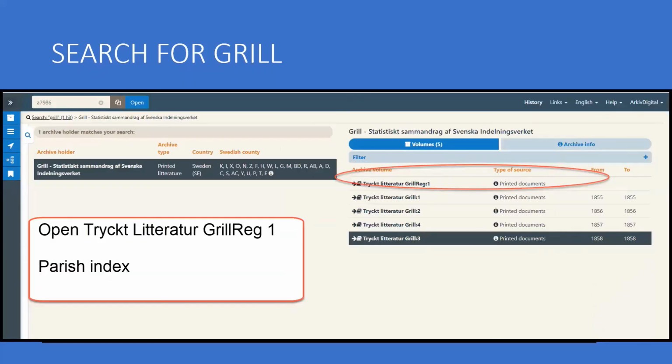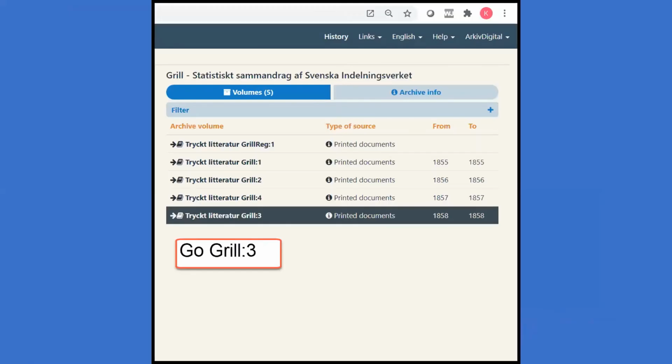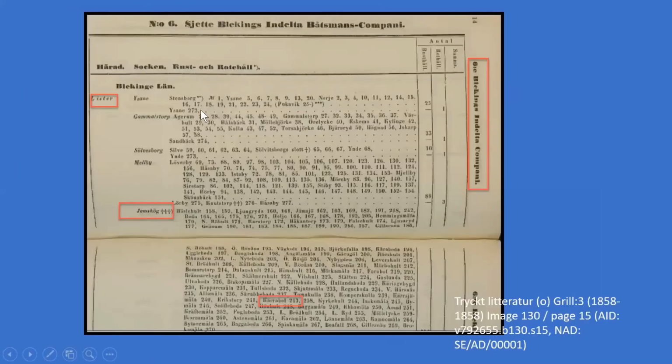And then I go to the printed parish list, and I look for Yemsho. That points me to volume 3, page 14. Volume 3 is for the Navy. So then I go back here to the Grill archive, look at Grill 3, and go to page 14. Down here is Yemsho, and over here it says it's the Bleckinghams and Delta Company. So I know the name of the company.